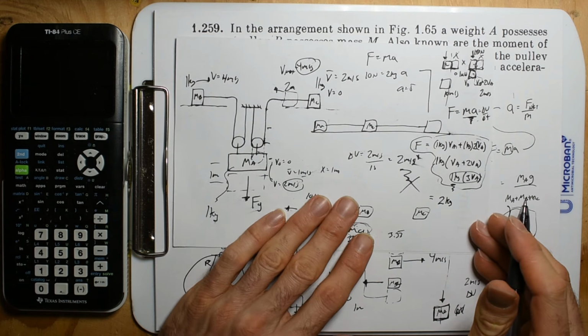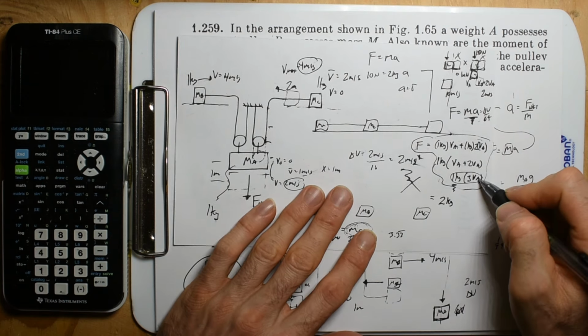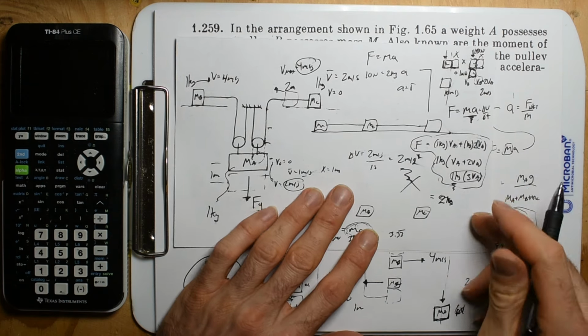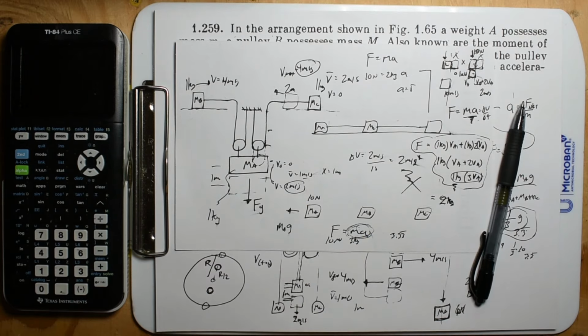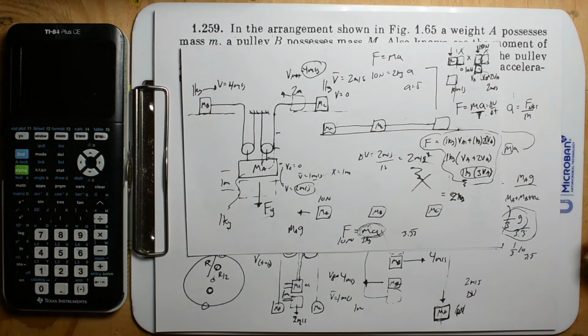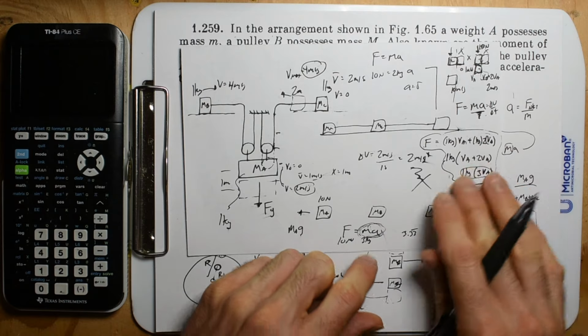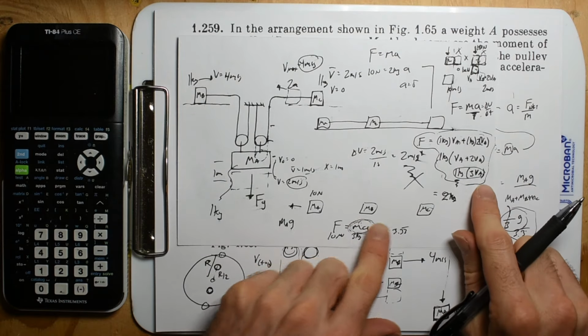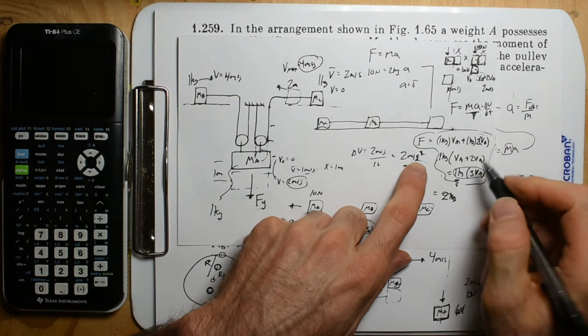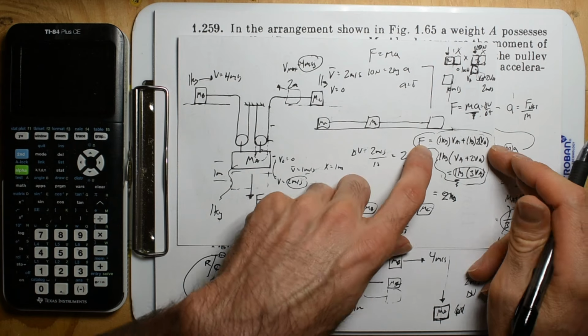How's this going to work out? I feel like, let me turn off the camera. I feel like I made a mistake. Alright, no, I didn't make a mistake. Maybe it's just the way I wrote the equation. I don't know.